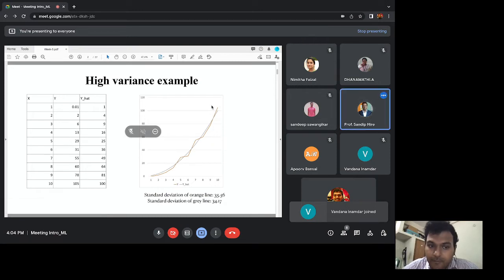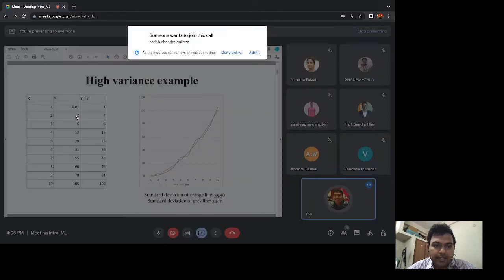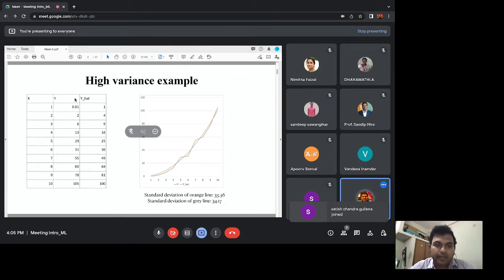The question was how to define the variance actually. Variance is defined like you normally define variance. You take the mean of all the points, and then you take x minus mu whole square. So what you do is you take this particular column of 0.01 to 105, you take a mean of that, and then you take the difference of the mean with each point, square them up and add them up. So that is how the variance is defined.